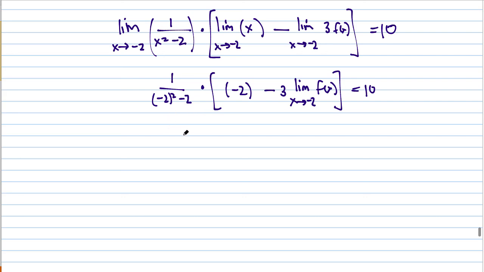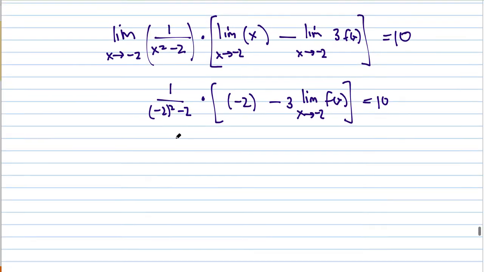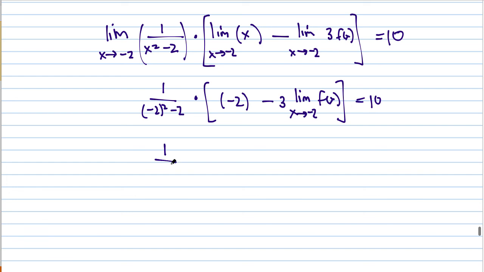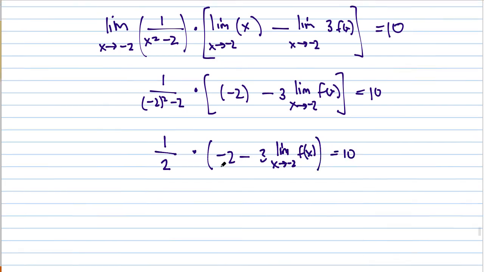Now I have 1 over, so negative 2 squared is 4, minus 2 is 2. And then I have negative 2 minus 3 times this whole limit. I'll rewrite it: the limit as x approaches negative 2 of f of x is equal to 10. So now I just do some algebra.